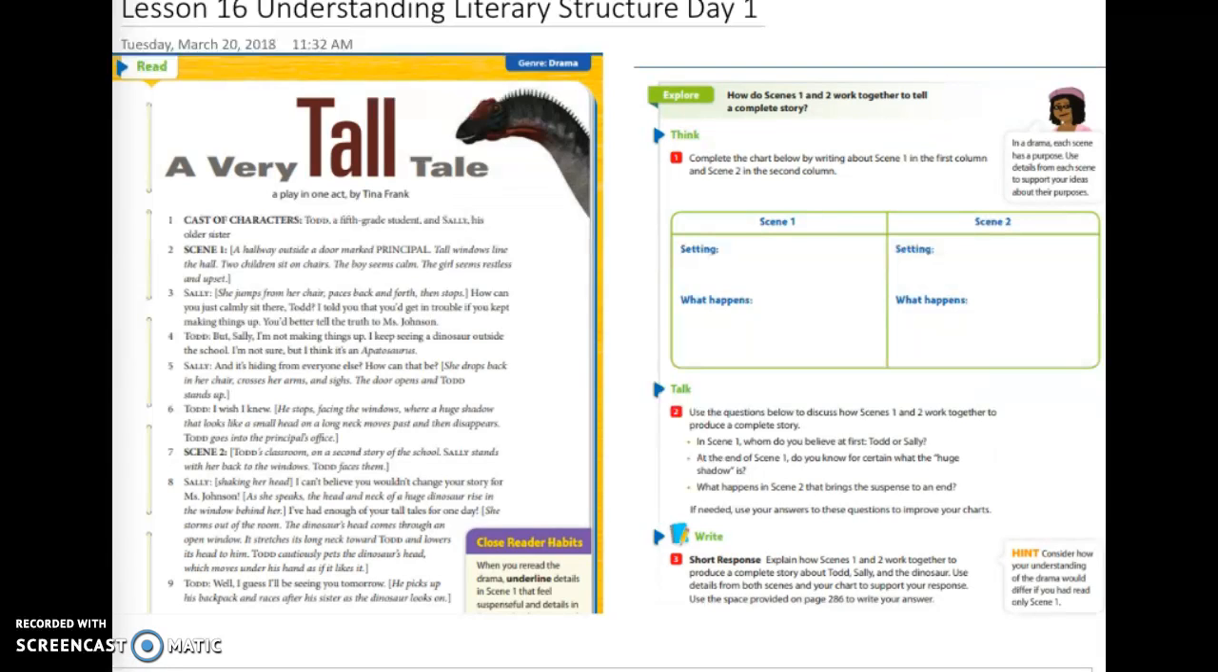Cast of characters. Todd, a 5th grade student, and Sally, his older sister. Scene 1. A hallway outside a door, marked Principal. Tall windows line the hall. Two children sit on chairs. The boy seems calm. The girl seems restless and upset.